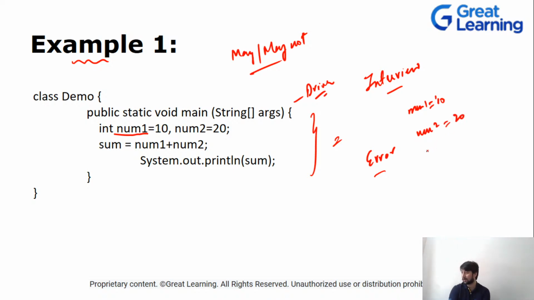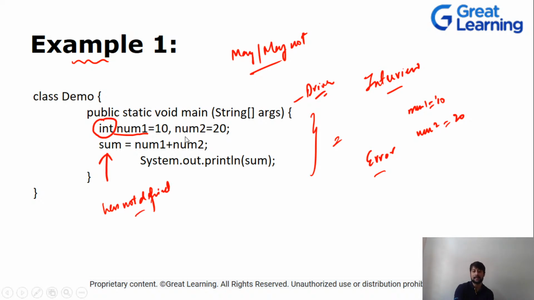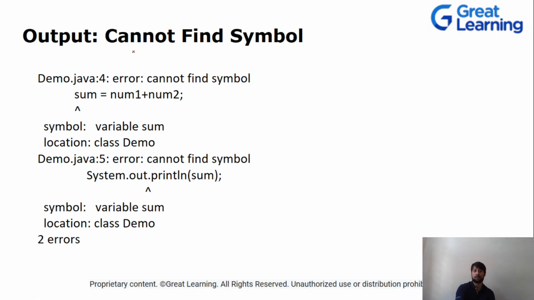Num has no var defined. So obviously the data type is there for both num1 and num2. Yes, exactly, Ayushi. Sum has not been defined, so the error that you will be getting is this one: cannot find the symbol. It says sum, and the arrow will be pointing to this sum. Again it will say cannot find the symbol. Now why is it showing two errors?